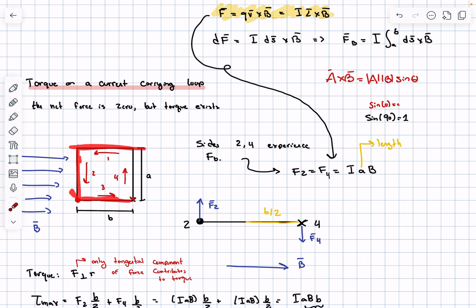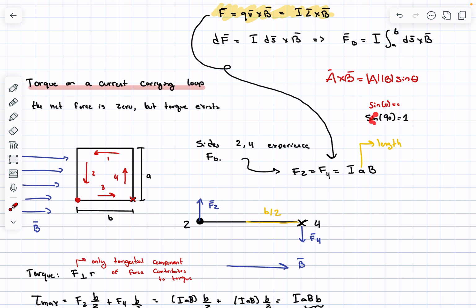On these two, we do have a force. So on 2 and 4, there's a force, but we know that they're at angles of 90 degrees, but you can also say opposite too, right? So we have 90 here and then pointing in the opposite direction. Regardless, the angle here is such that sine of the angle is 1.